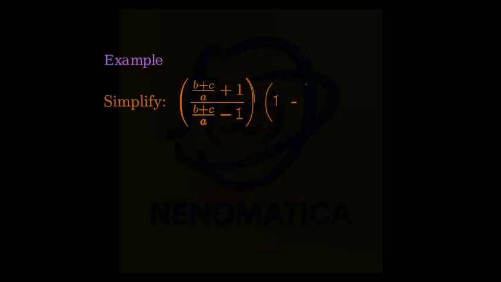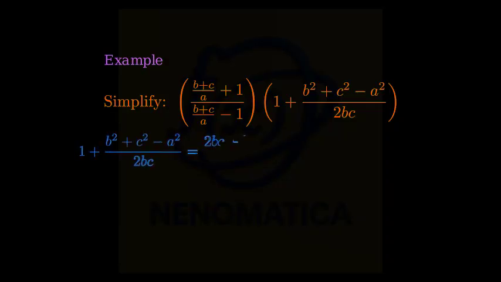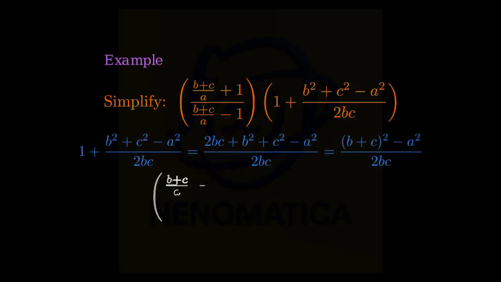We will proceed step by step, first rewriting the parts inside parentheses into more factorable forms. Step 1. Notice that 1 plus the quantity b squared plus c squared minus a squared, all over 2bc, can be combined over a common denominator. Since 1 equals 2bc over 2bc, this becomes 2bc plus b squared plus c squared minus a squared, all over 2bc. Grouping terms, this numerator is the square (b plus c) squared minus a squared. Step 2.